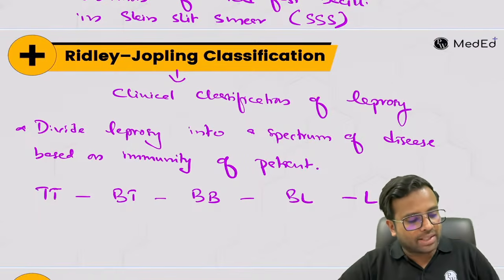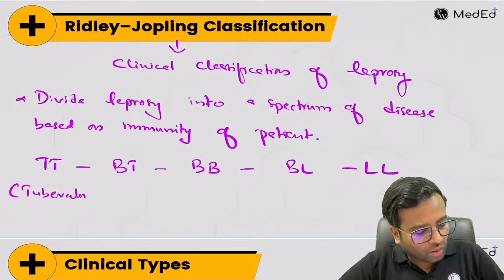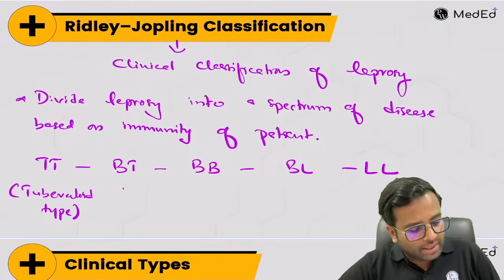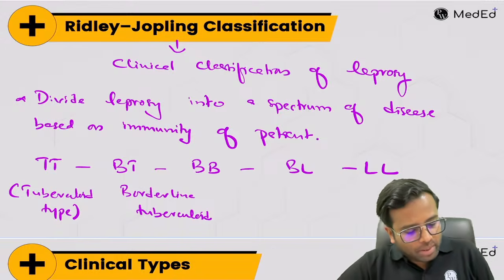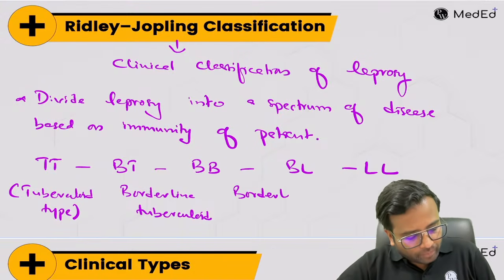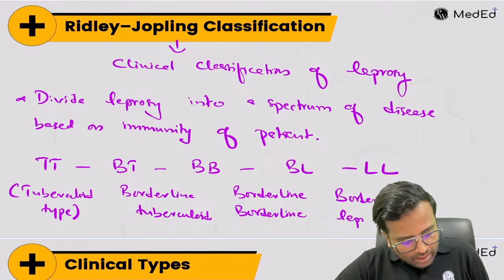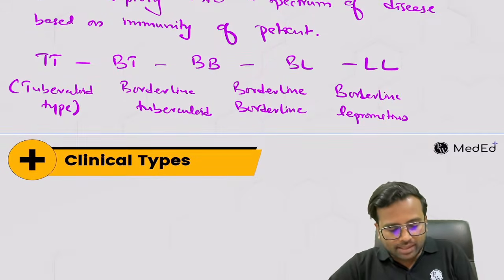So what do you mean by TT? TT means tuberculoid type of leprosy. What about BT? BT is borderline tuberculoid. And what about BB? It is borderline. BL is borderline lepromatous. And the last one is lepromatous leprosy.